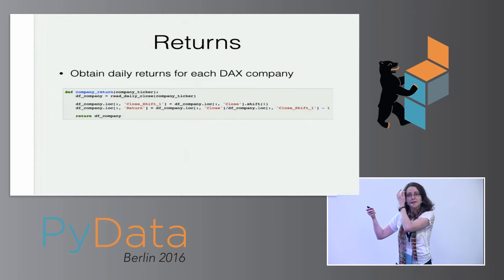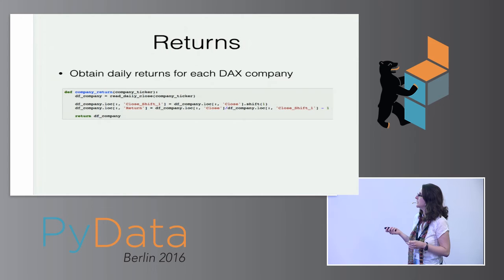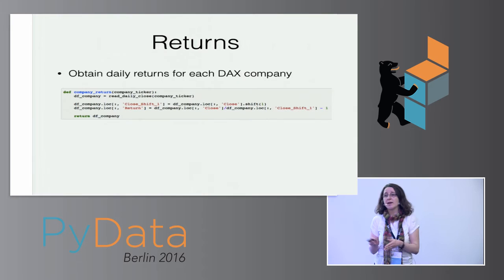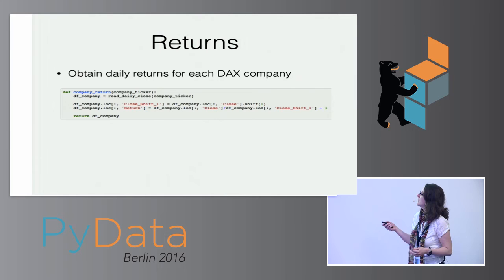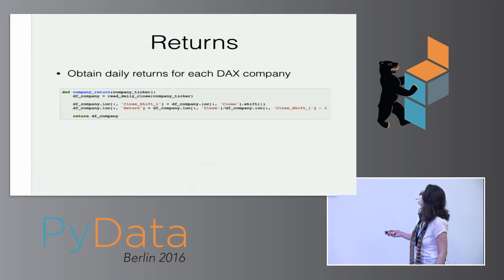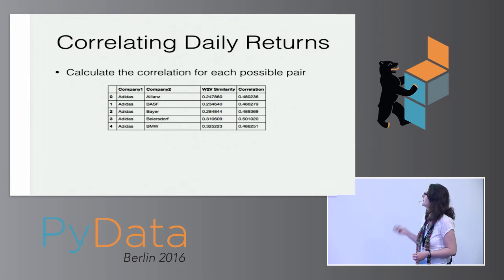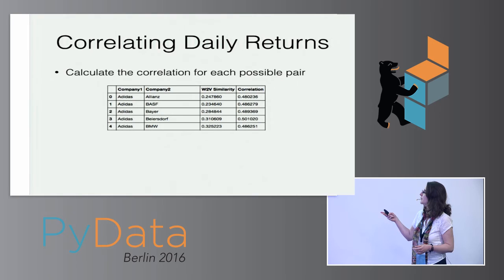So what we need to do is compute these daily returns. That means we take the close price of today and the close price of yesterday and compute the difference. We can do it in a simple way, like here, or take the log difference, depending on the analysis that we want to perform. Good. Now, once we have all this information, we can compute a correlation for each of our possible pairs. So we have both companies, we have our similarity, and we also have our correlation.